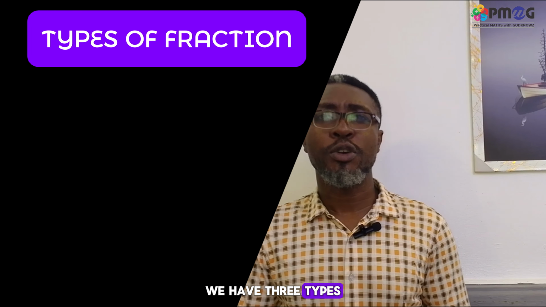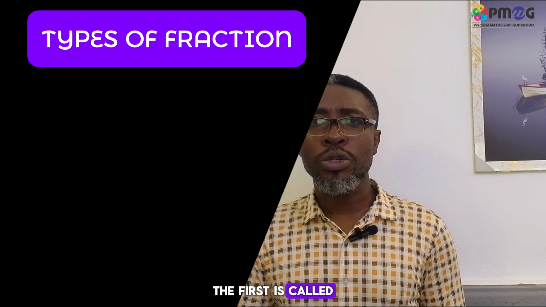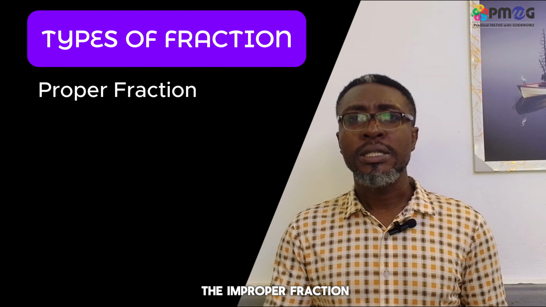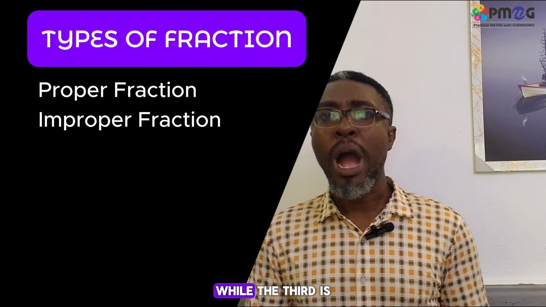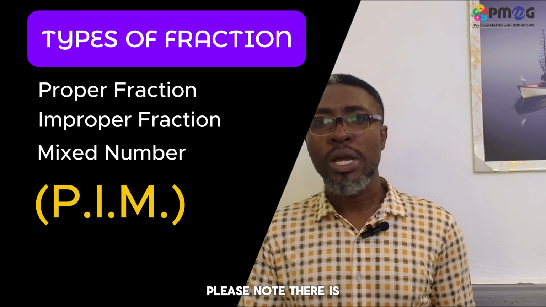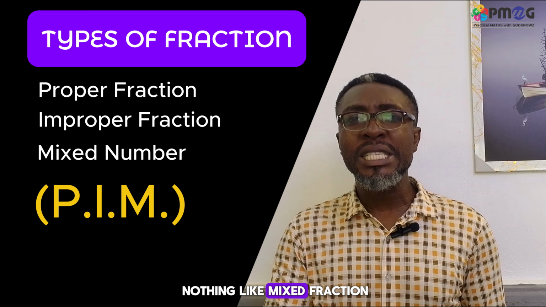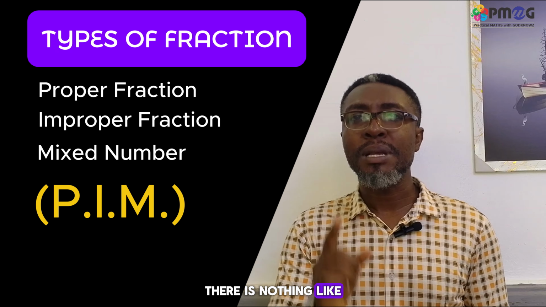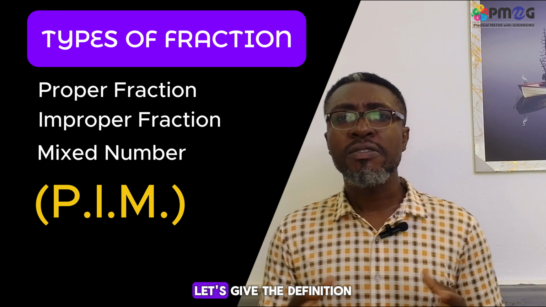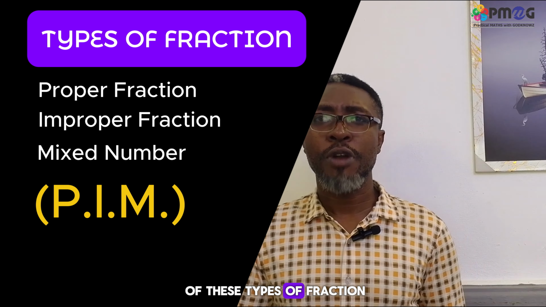We have three types of fraction. The first is called the proper fraction. The second is called the improper fraction, while the third is called the mixed number. Please note, there is nothing like mixed fraction. It is called a mixed number. Now, let's give the definition of these types of fraction.